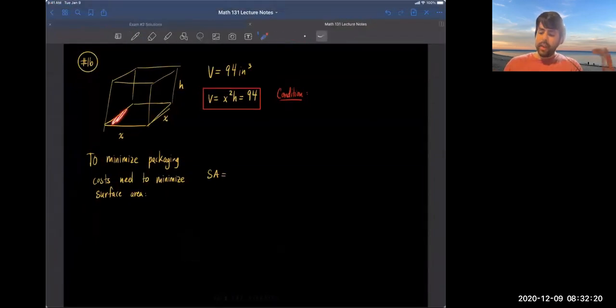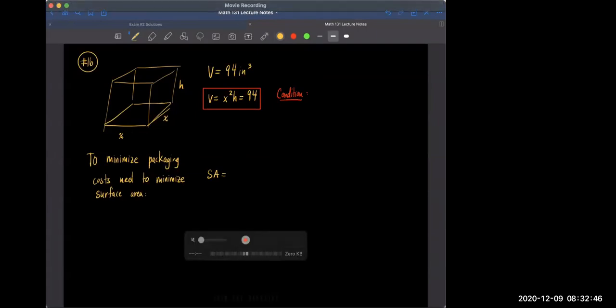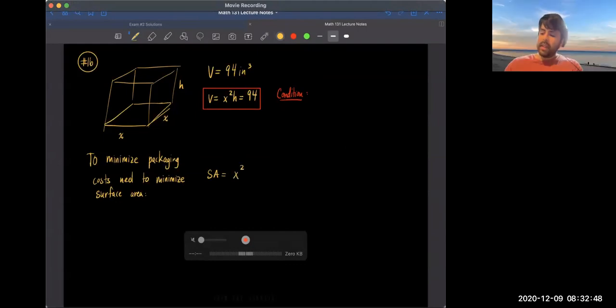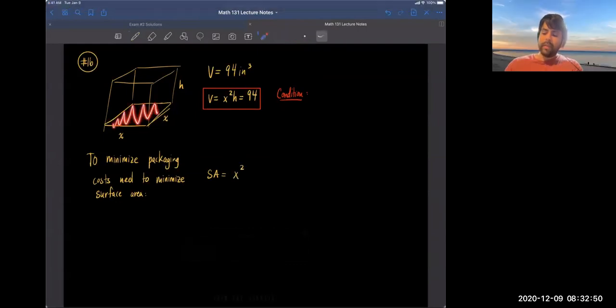So I need to find the area of this side. What's the area of this square base? It's a square. Each side is x. So what's the area of a square whose side lengths are all x? x squared. So that's the area of the square base.